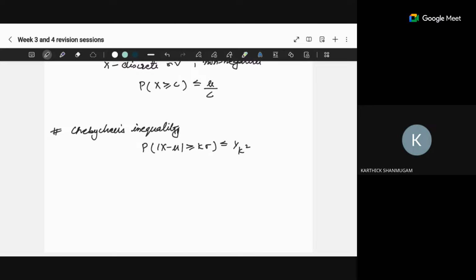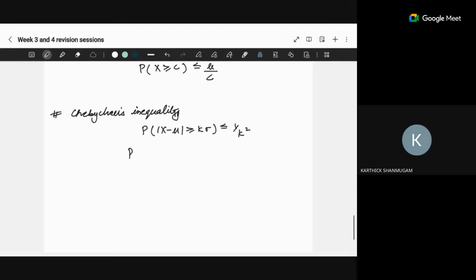And there is one more form of this. The other form is the probability that x lies between mu minus k sigma and mu plus k sigma will be greater than or equal to 1 minus 1 by k square. These are the two forms which are useful.